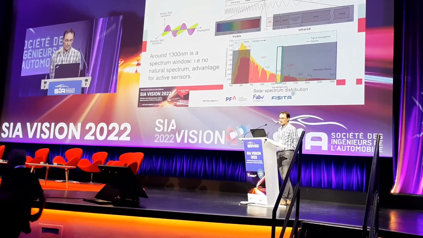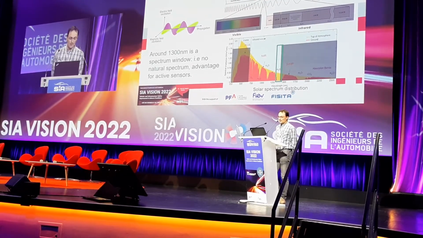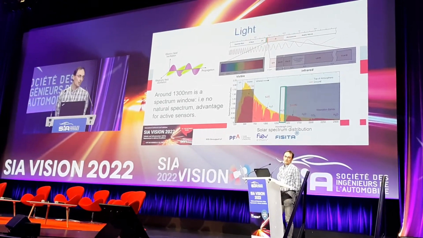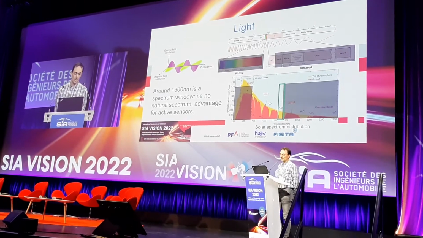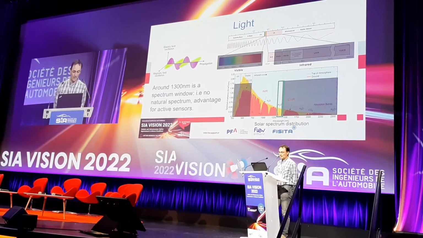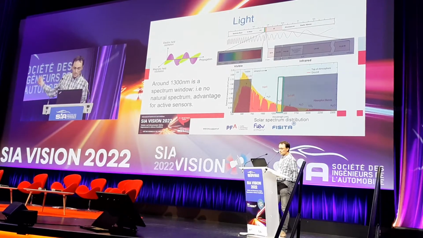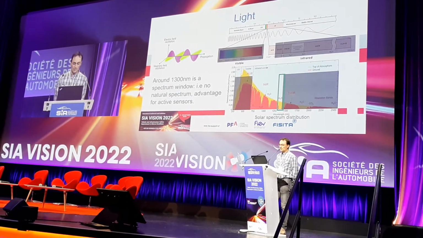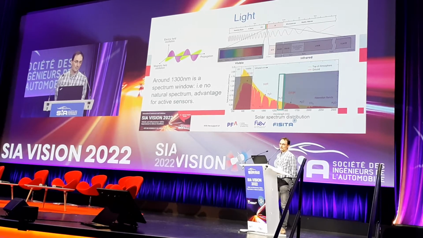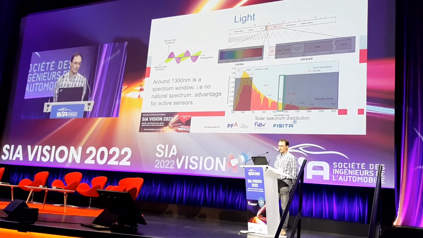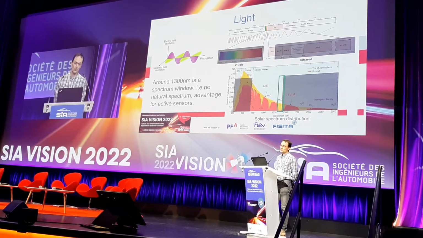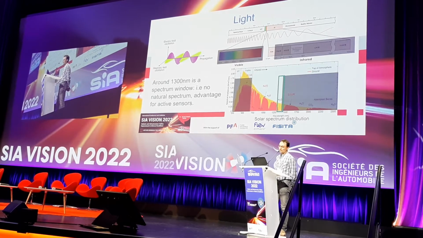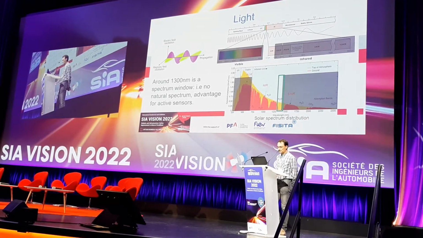Near infrared is wider and it is longer, so we may hope it will better penetrate the atmosphere and fog, for example. And we can note here the green square is the spectrum window. That means on the ground we don't have this wavelength, so we can use it for active sensors, for example. It can be advantageous to use it because it will not disturb the natural illumination.